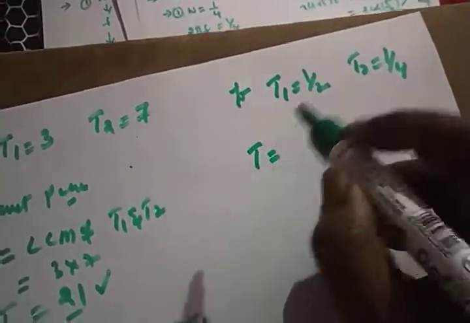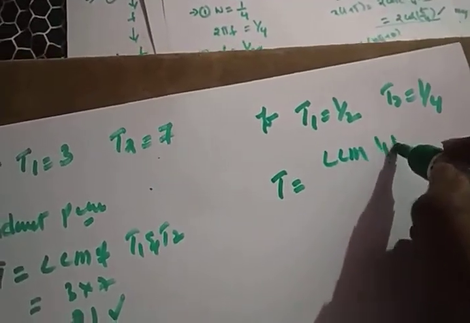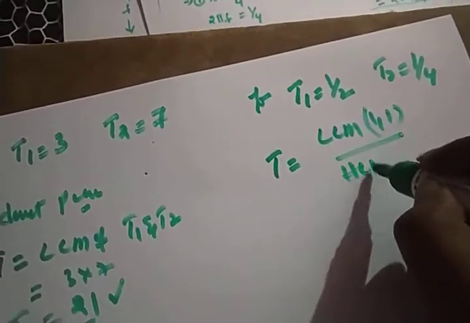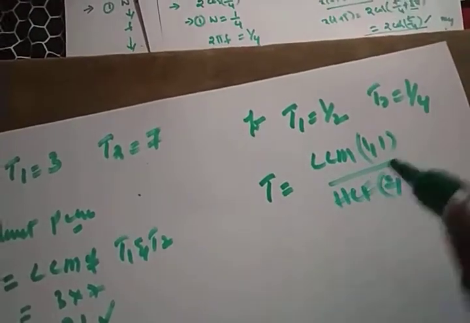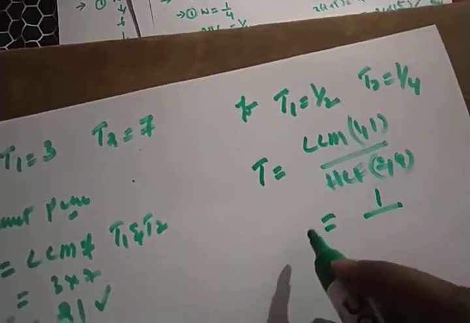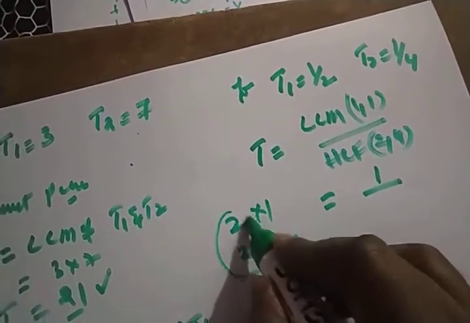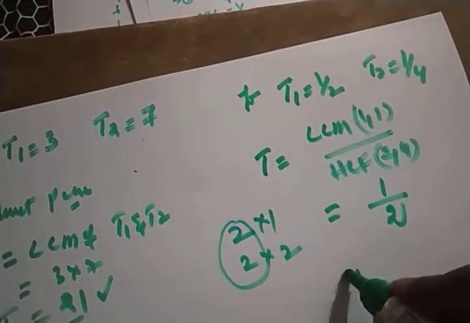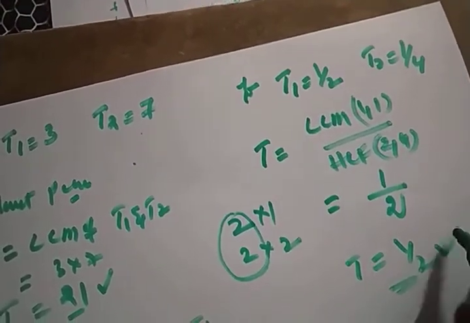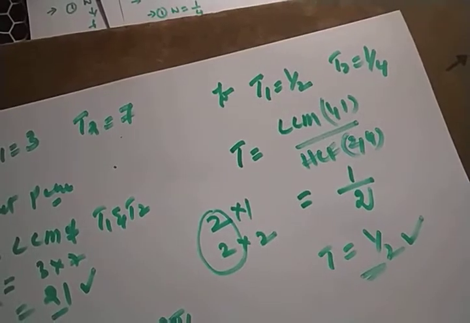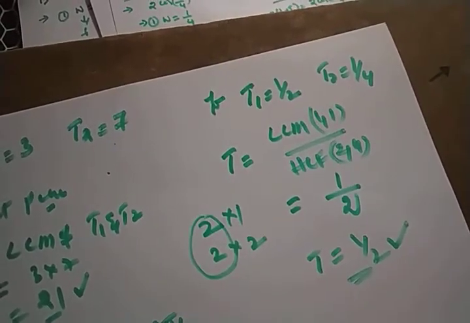Or else, if T1 is equal to 1 by 2, T2 is equal to 1 by 4, then the fundamental period is the LCM of 1 comma 1 by the HCF of 2 comma 4. LCM of 1 comma 1 is 1. HCF of 2 comma 4: 2 is 2 into 1, 4 is 2 into 2. What is the highest common factor? 2. So what is the fundamental time period? 1 by 2 is my fundamental time period. So in this way you can calculate it, right?